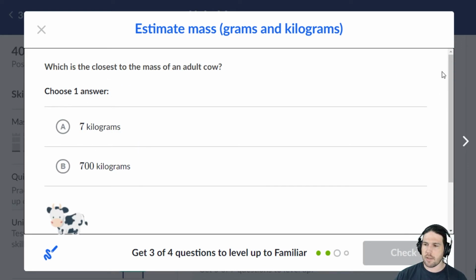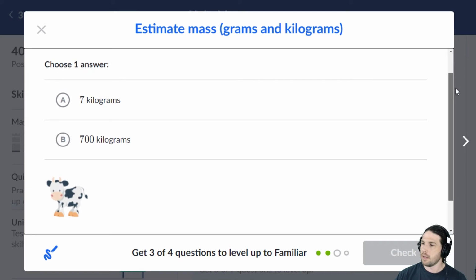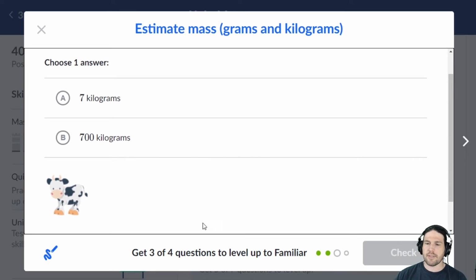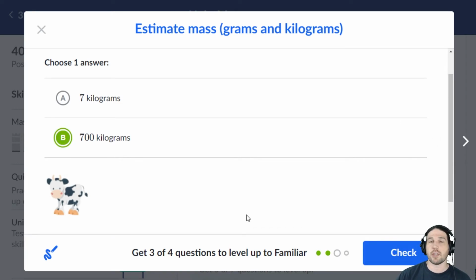Which is closest to the mass of an adult cow? 7 kilograms or 700 kilograms? Now, as a kid, I might have a hard time with this, especially if I didn't grow up in Sonoma County where I grew up. Because who knows how big a cow is? But I can say in this particular case, 700 kilograms is what we're talking about, which is about the weight of a small car, a very small car, I think. 7 kilograms would be about 14 pounds. I think a very small baby calf would be like 14 or 15 pounds.